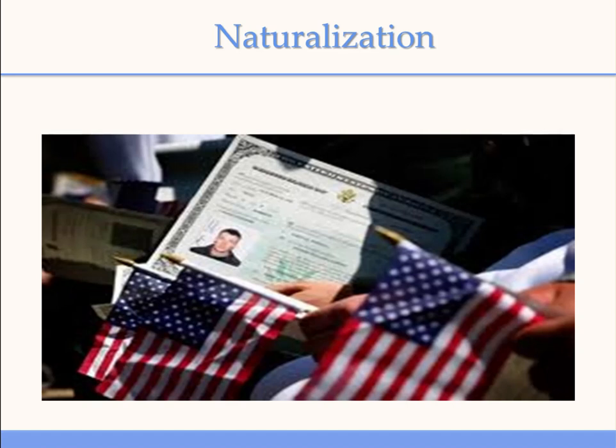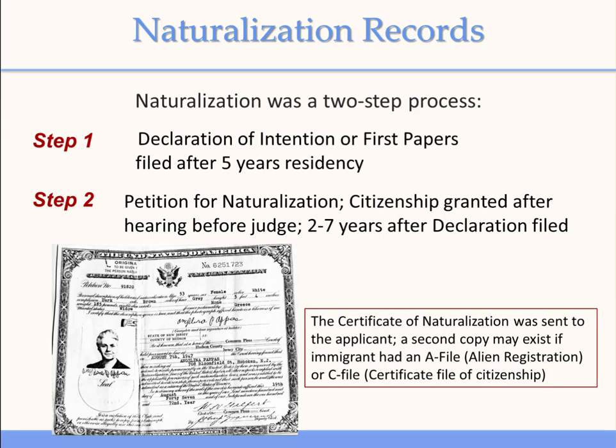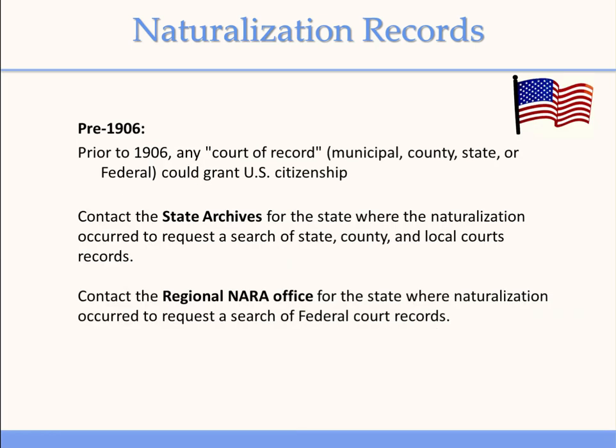Let's move on now to naturalization records. Naturalization was a two-step process. The first step was a declaration of intention, or a first paper as they're known, which was filed after the immigrant was in this country for 5 years. Step 2 was that the immigrant had to file a petition before the court to request naturalization, and this was filed 2 to 7 years after he filed his declaration.